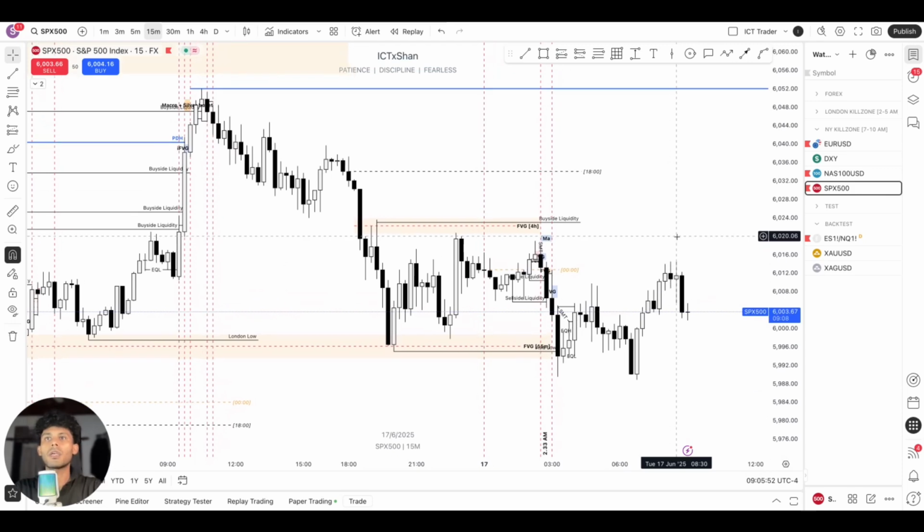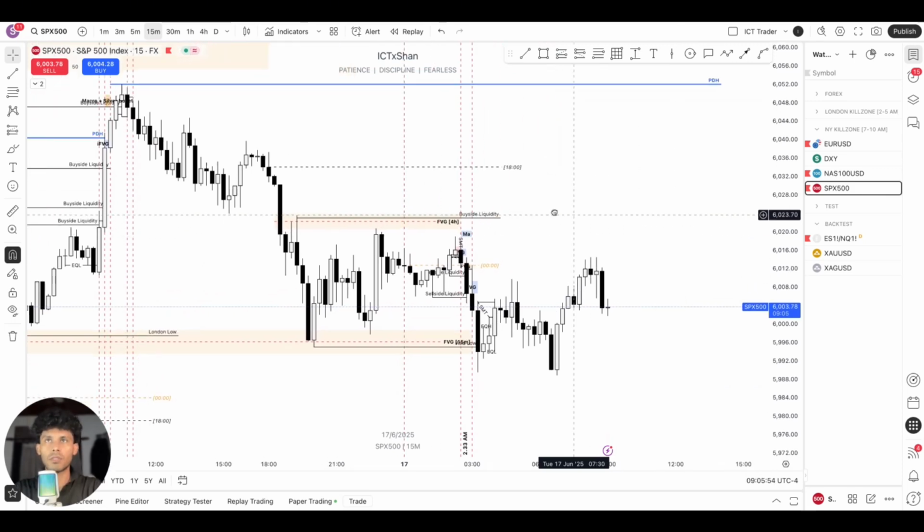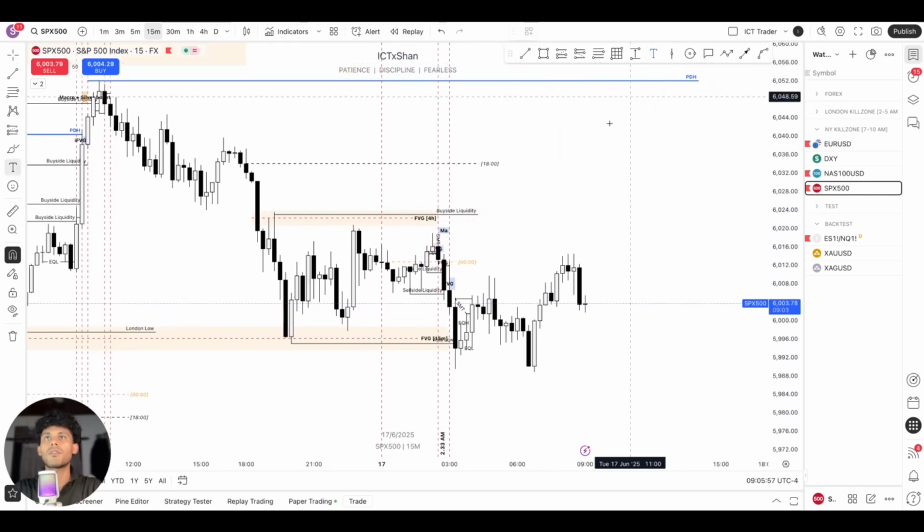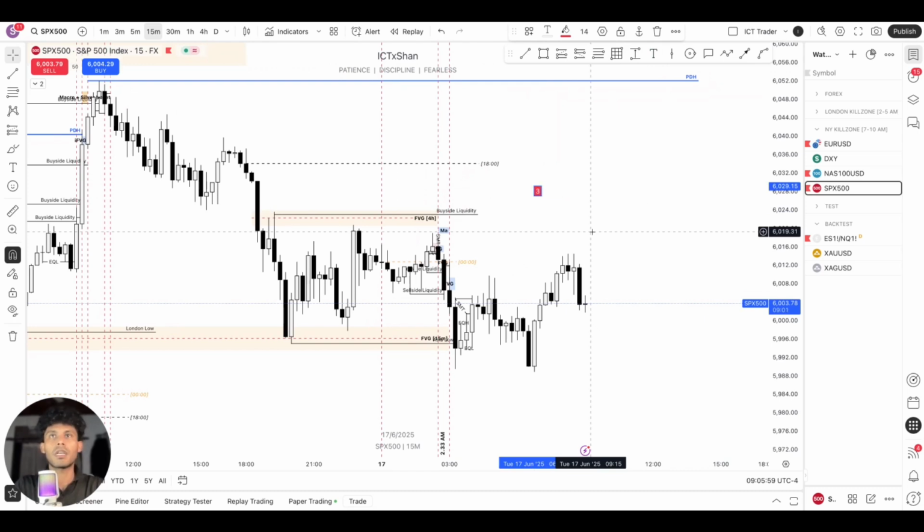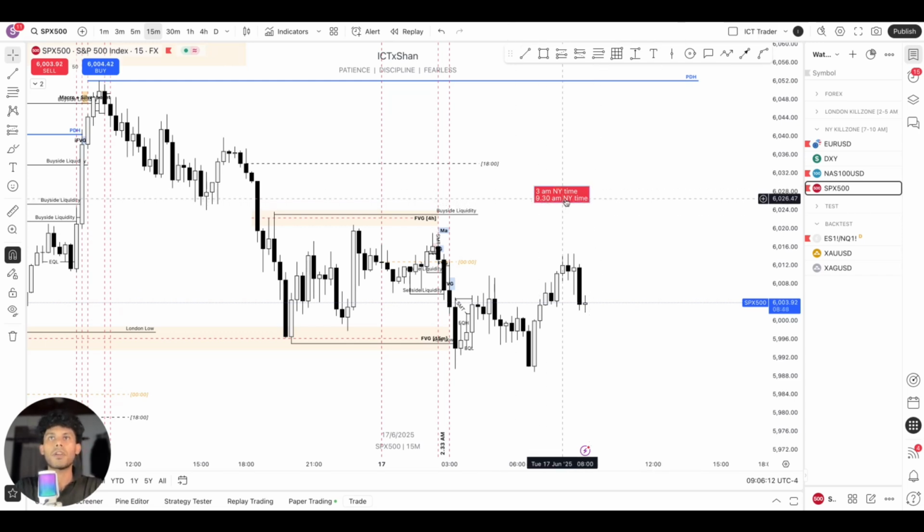So I look for entry every day at the start of London. If it's the start of London, then you have to be very careful. It's 3 a.m. New York time. If not, I'll look for entry from 9:30 a.m. New York time. So these are the two time frames that I use to look for entries.